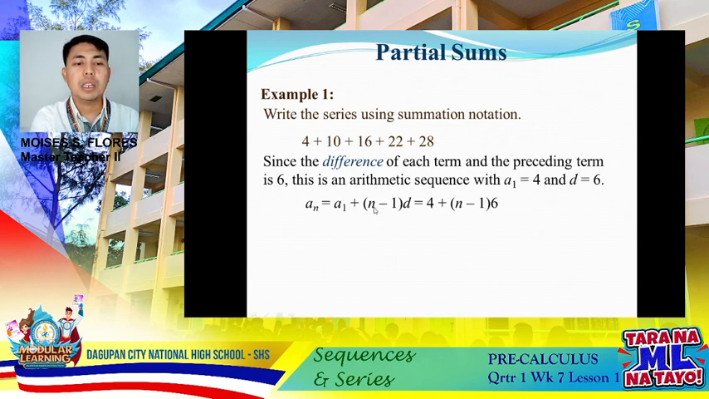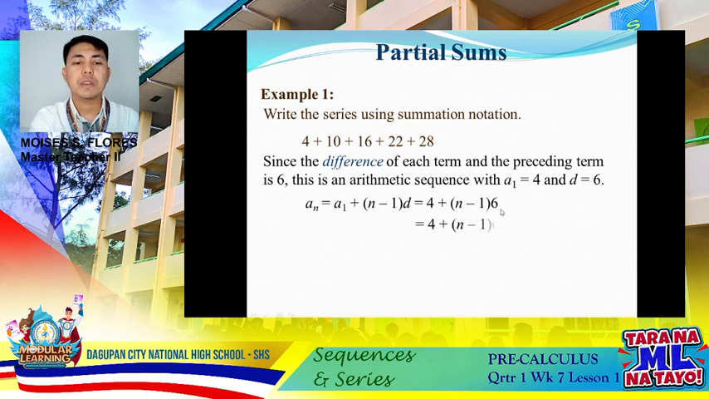Of course, n is what? How many can you observe here? 1, 2, 3, 4, 5. But of course, we have to write there 5. And then, of course, your d here is 6. So 4 plus quantity n minus 1 times 6.